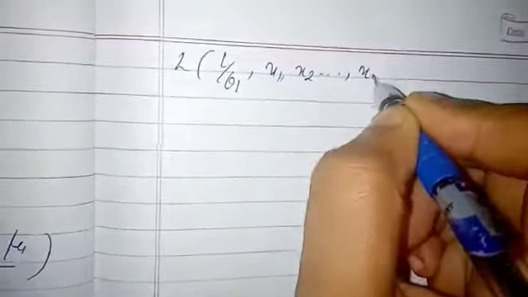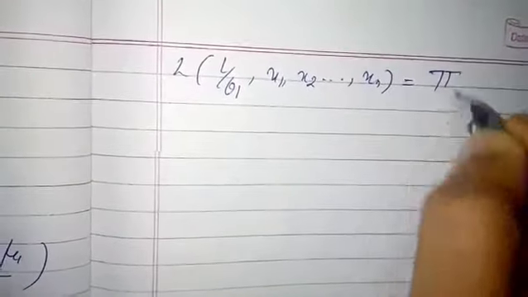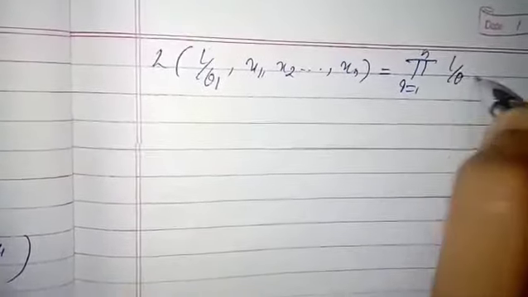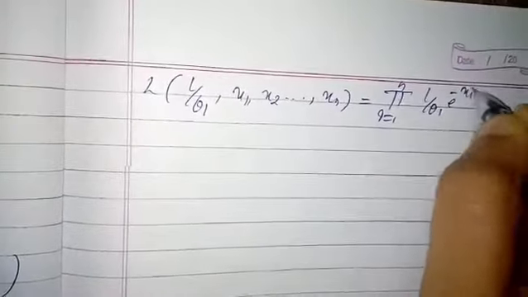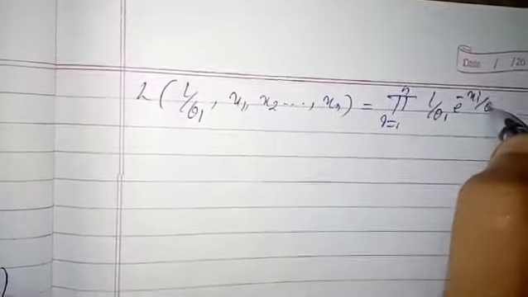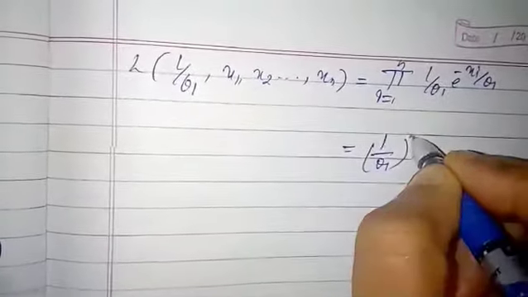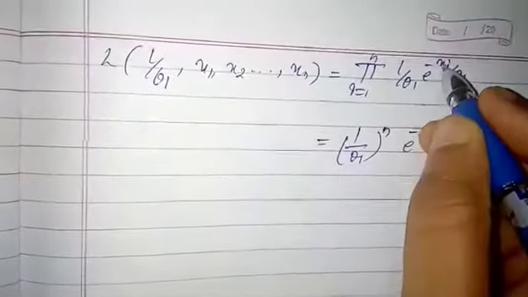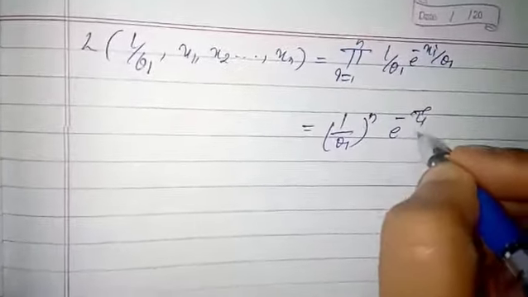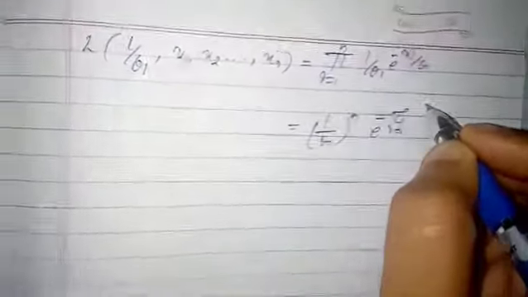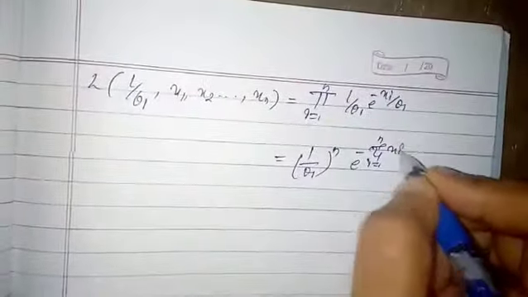That is the likelihood L(θ1; x1, x2, ..., xn) equal to the product over i from 1 to n of (1/θ1) e^(-xi/θ1), which is equal to (1/θ1)^n times e^(-summation xi / θ1), with i from 1 to n.